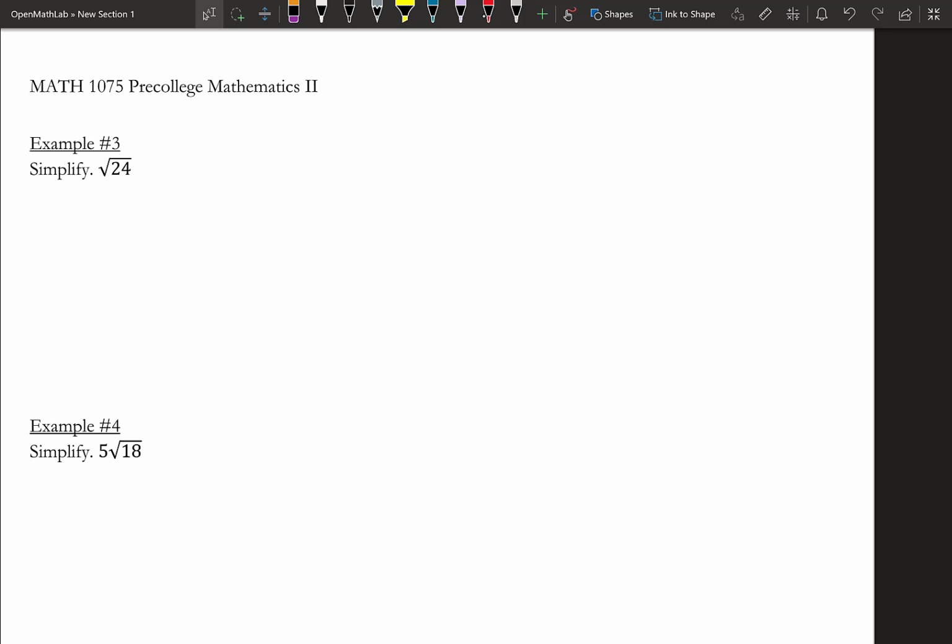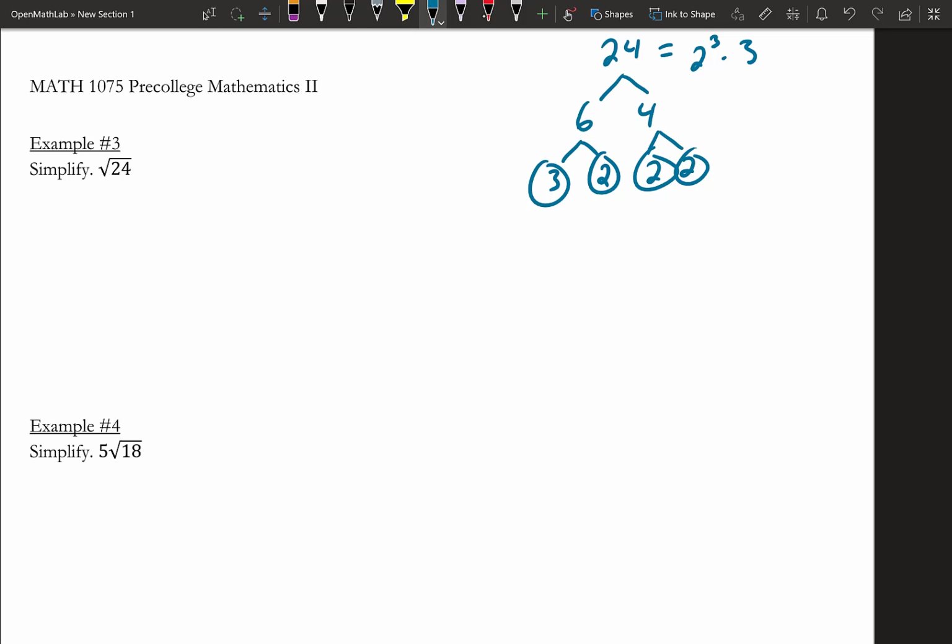So then example 3, we have simplifying the square root of 24. The same ideas apply. The first thing I would do is take 24 and find the prime factorization, so do a factor tree. 6 times 4 is a product of 2 factors of 24, and let's keep breaking these up until we get all prime factors. 6 is 3 times 2, and 4 is 2 times 2. So in other words, 24 is equal to 2 cubed, I have 3 factors of 2, times 3.